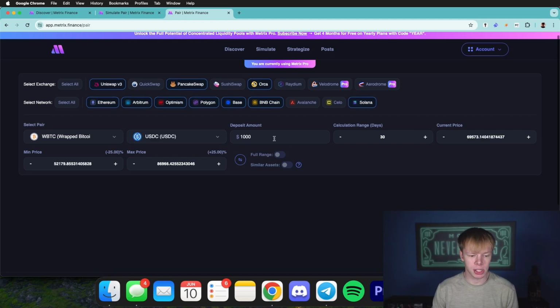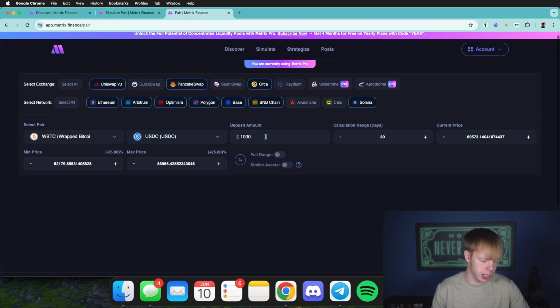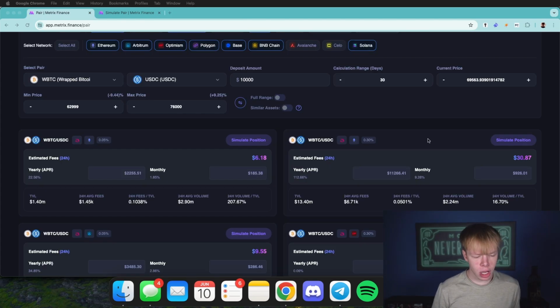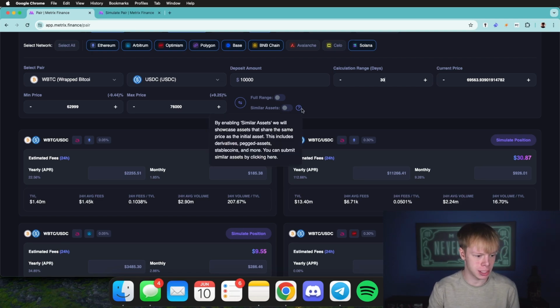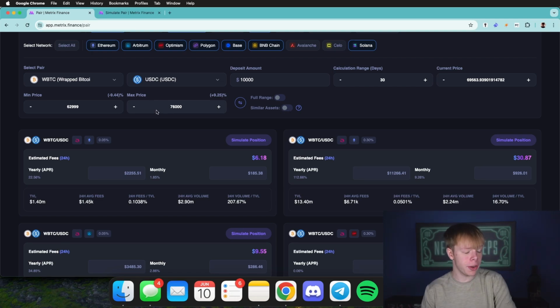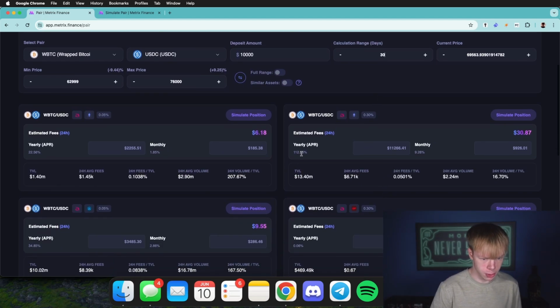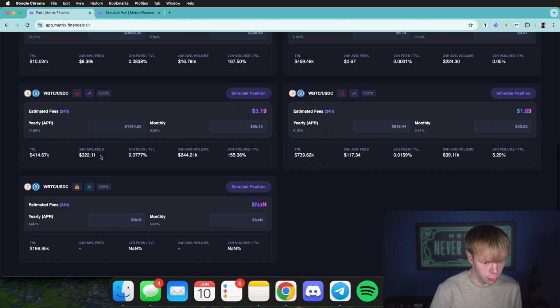We'll want to enter our deposit amount just so we get a realistic idea on how much money we can make on a daily basis. So I'm just going to put $10,000. I've already entered in all this information, right? And the next thing I'm going to do is check this little similar assets button, because this is already showing me all the different wrap Bitcoin to USDC opportunities on these networks and exchanges with different returns. Like as you can see, it's 112% over here, 22% over here, so on and so forth, basically.